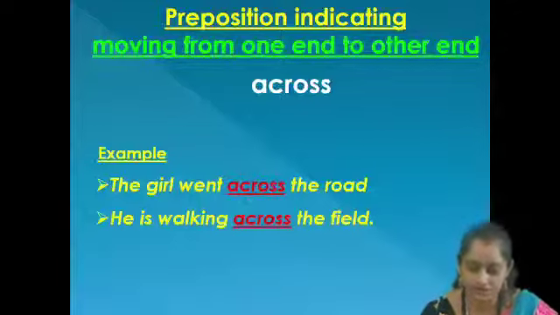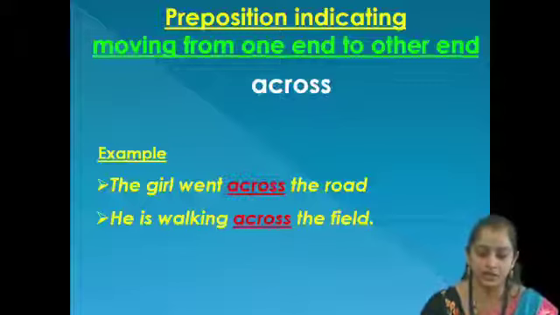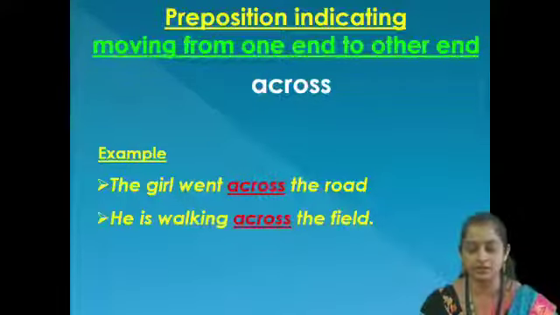Next one is preposition indicating moving from one end to another end. For example, the girl went across the road. In here, the preposition is across and it indicates moving from one end to other end. Next example is he is walking across the field. In here, the preposition is across and it indicates moving from one end to other end.